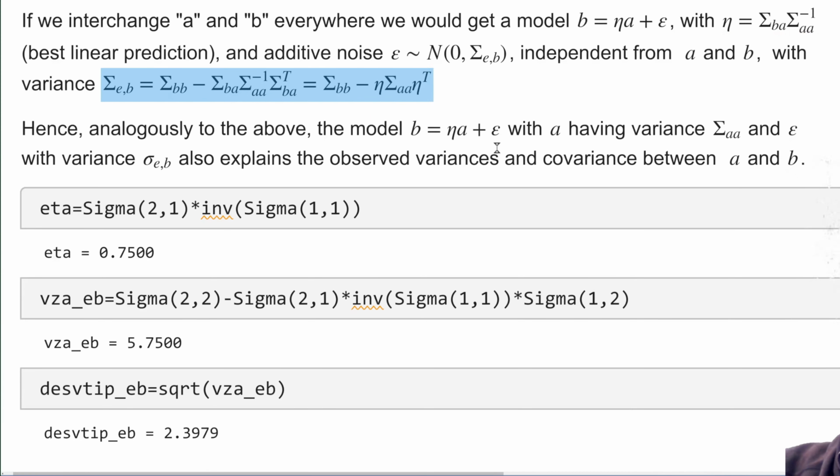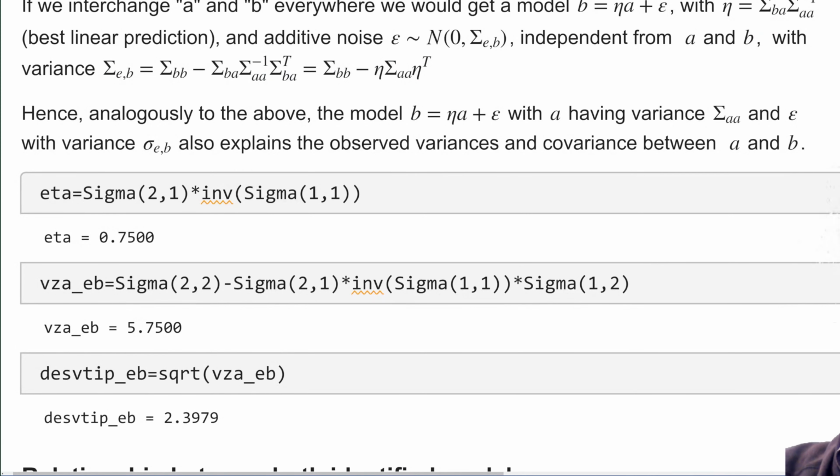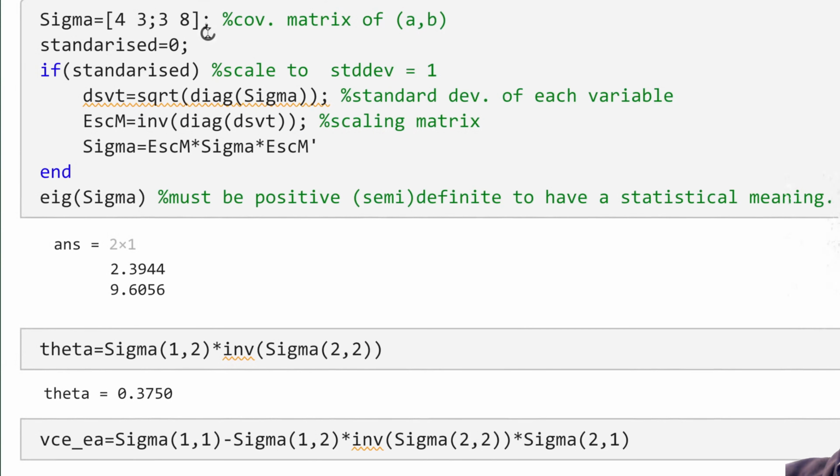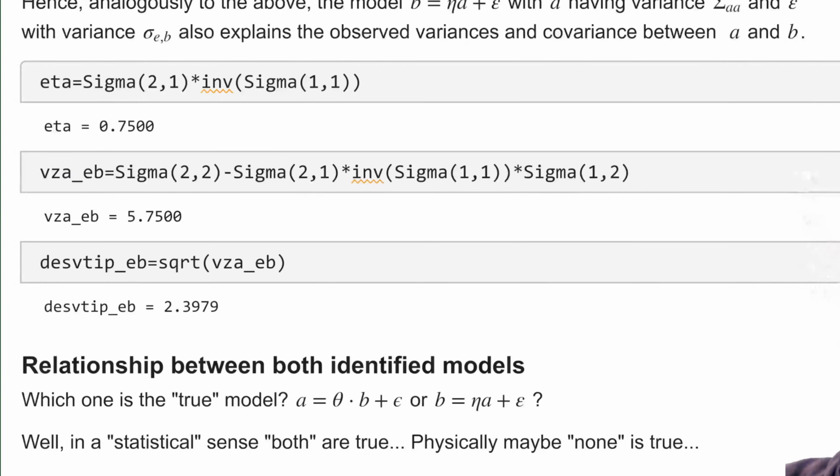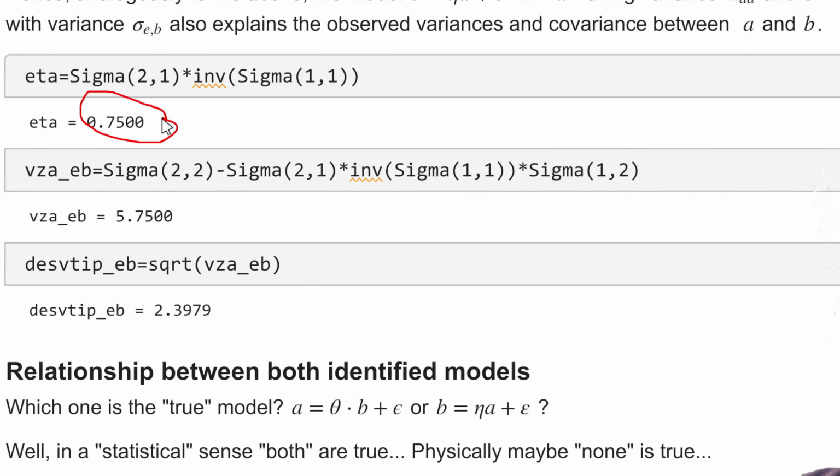So what does it give numerically? Well, in this case, if I want to predict B, then the best linear prediction will be 3 divided by 4, that is 0.75, and the residual variance of the prediction error will be 8 minus 3 squared divided by 4. So this is the coefficient that multiplies A to get B, and the residual variance, residual standard deviation.